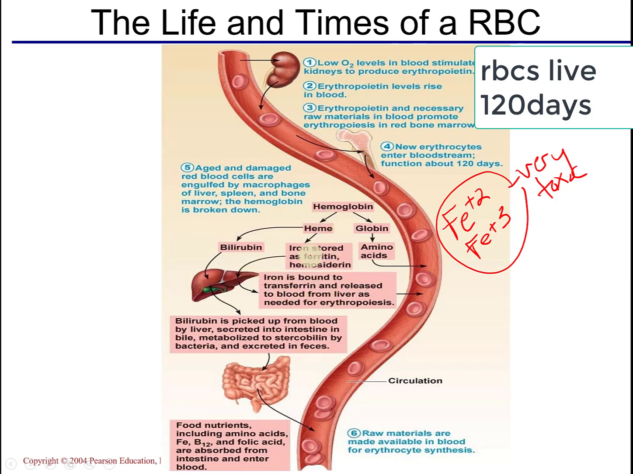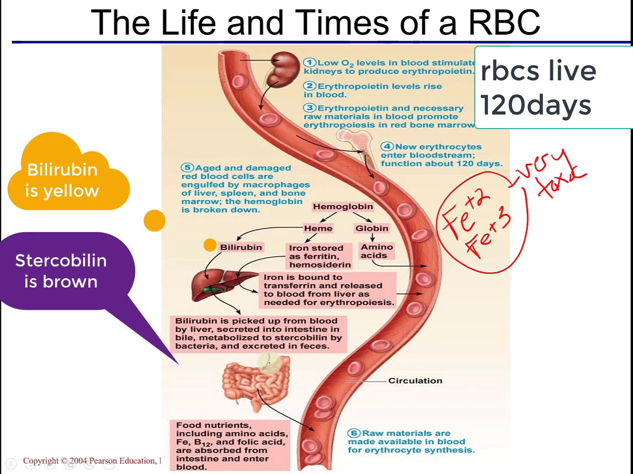Now the rest of the heme molecule is really waste, and it forms something called bilirubin. Bilirubin is released through the bile to your intestines, and in the intestines are bacteria that will break it down to something called stercobilin. Bilirubin is yellow, stercobilin is brown, and then it's excreted in your feces. So of course, some of that color of the feces is really broken down components of red blood cells.